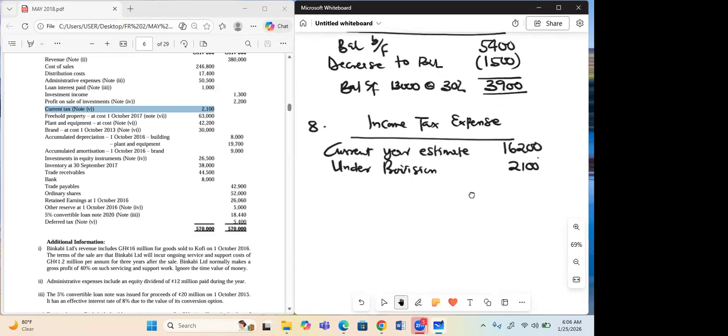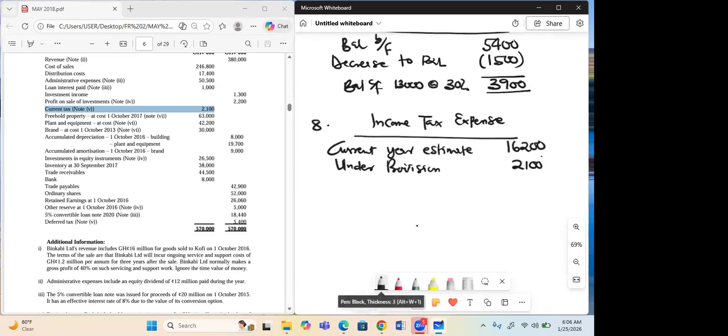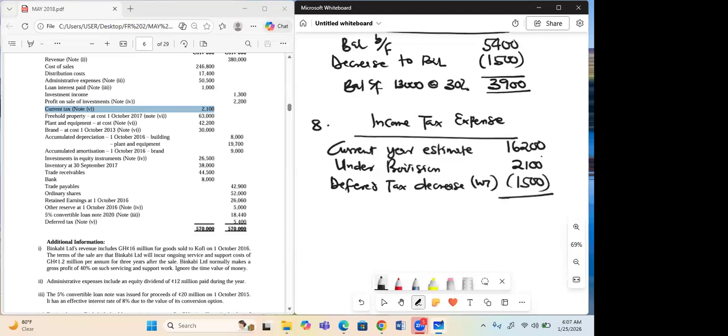Then now the deferred tax movement. Now it was a decrease. So you charge the deferred tax decrease, which we have in working number 7, of how much? 1,500. So when you net it off, what will be the closing balance? 16,800. 16,800.